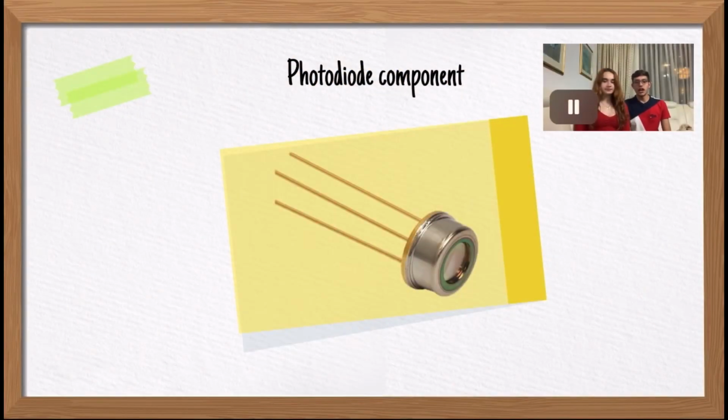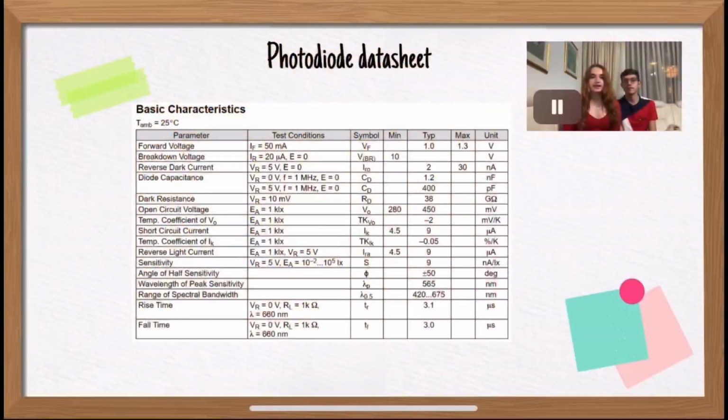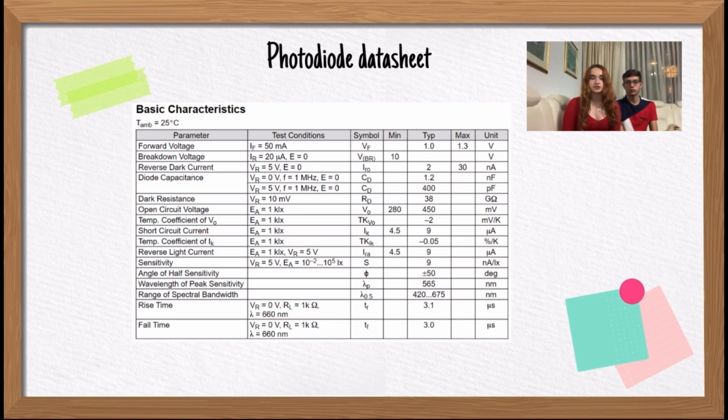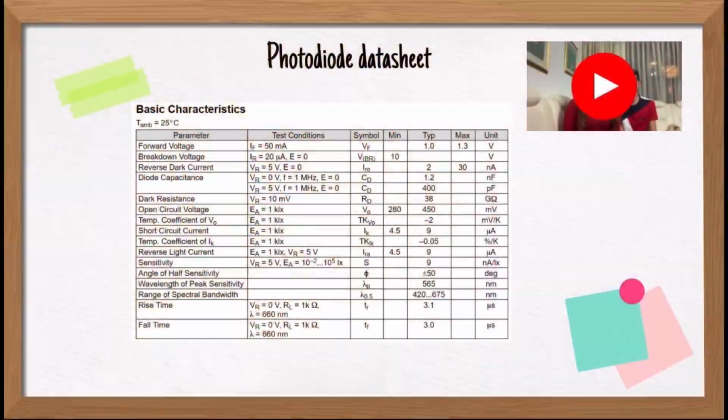Here you can see a real photodiode. This is an example. Now we can see the datasheet of the photodiode, in which we can see the forward voltage, the breakdown voltage, and also the dark current that this photodiode receives.